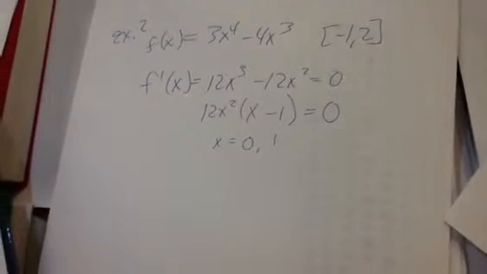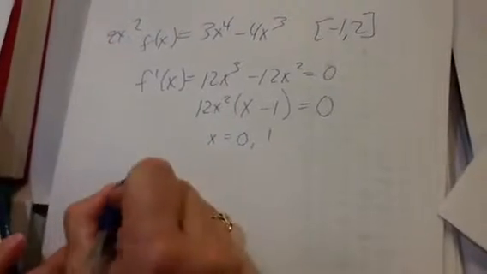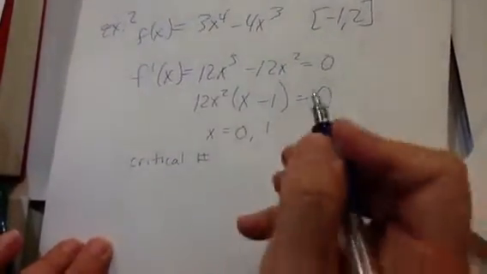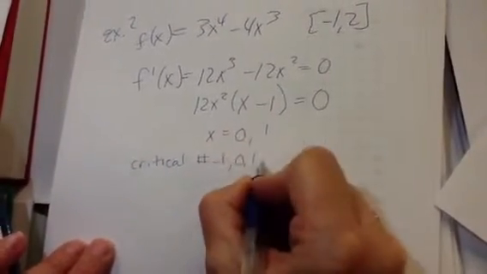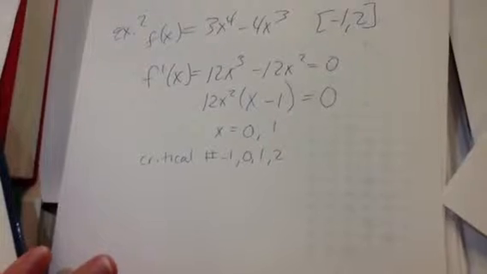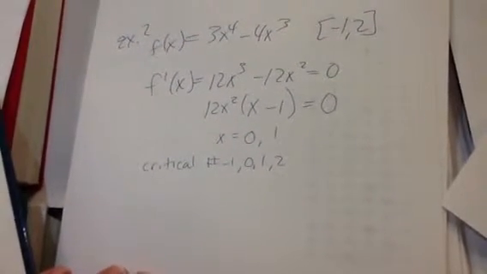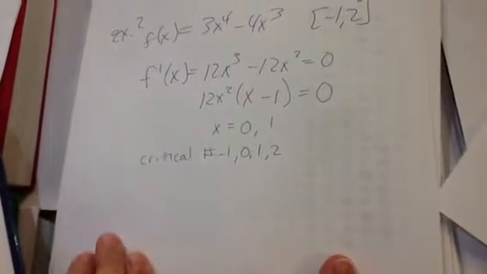Your endpoints are always critical. We now have to determine if they're... Critical numbers include the ones that equal 0 as well as your endpoints. Those are your critical numbers. Now we have to check which one's a max, which one's a min. How do you want to go doing that? Second derivative test.